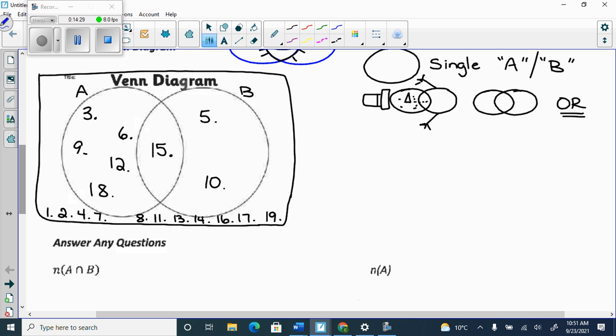Now here, it says the little n. So instead of saying the little n, they can say the number of elements in A and B. So what's A and B in a shape? The eyeball, right? A and B is the eyeball. How many are in the eyeball? 1.